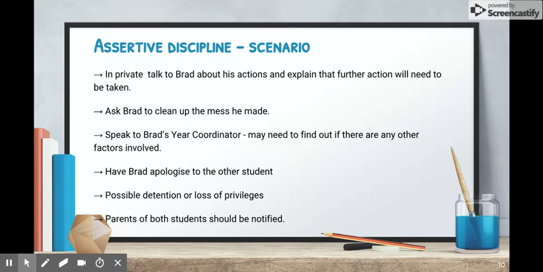Brad should have to apologise for his actions towards the other student, and depending on the school's discipline process, he may have to spend some time in detention after school or during break time. Brad's parents should also be informed of the situation, because going into another student's bag and ruining the lunch provided to that student is a rather serious issue that both sets of parents should be made aware of. They should also be advised of the actions that have been taken to deal with the behaviour that has occurred.